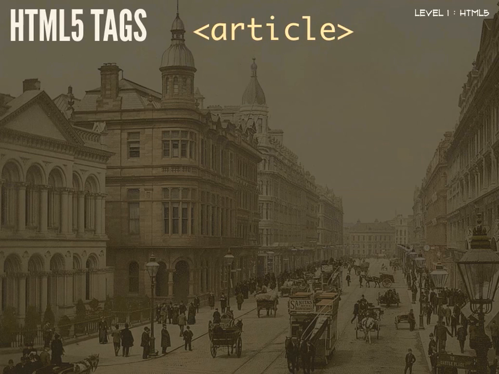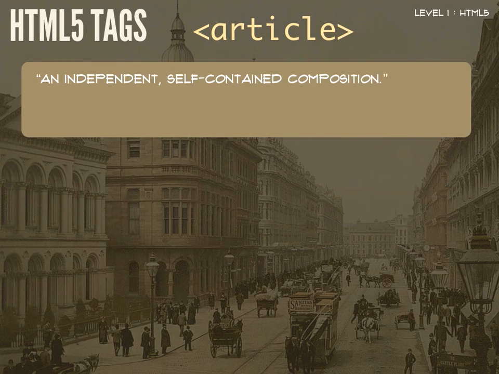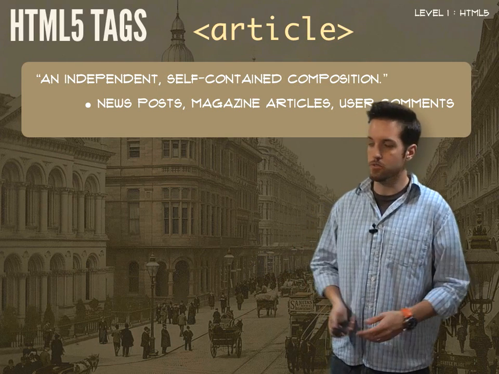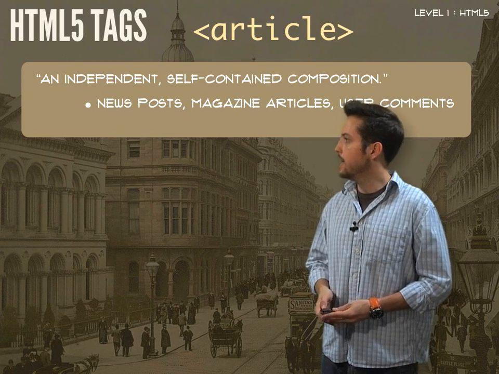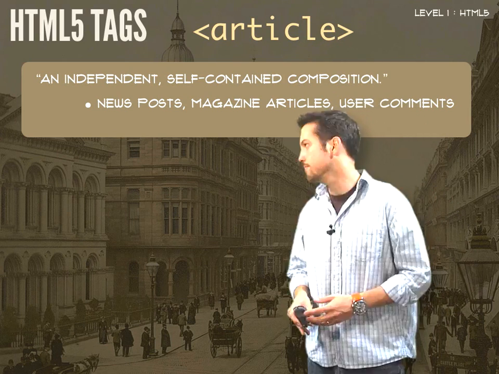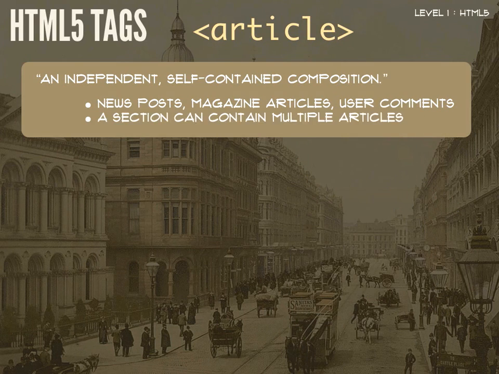So now let's look at the article tag. The article tag in HTML5 is defined as an independent, self-contained composition. These could be news posts, magazine articles, user comments. It's pretty straightforward. The article is essentially an article, a news posting, something like that. Now, what's the difference between an article and a section? It's a question I hear a lot. A section can contain multiple articles. Remember, a section is a grouping of related content, whereas an article is independent.